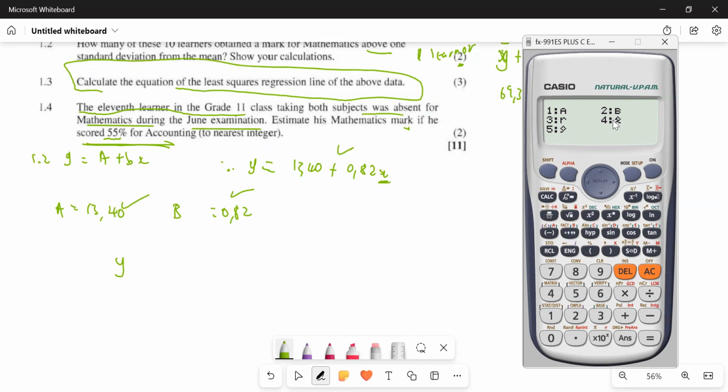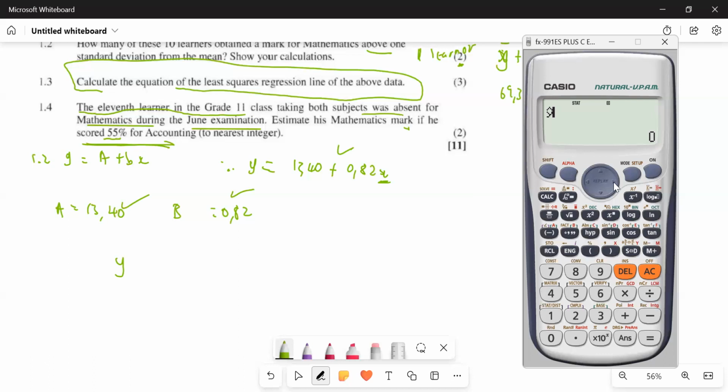Now you can either look for X or look for Y. What are we looking for? That's what we should ask. We're looking for Y. Since we're looking for Y, I'm going to press 5. Now I have to tell it what the X value is that they gave me. They gave me 55.